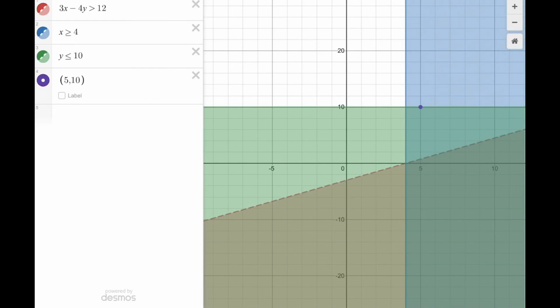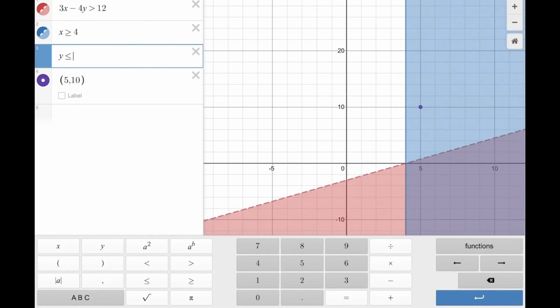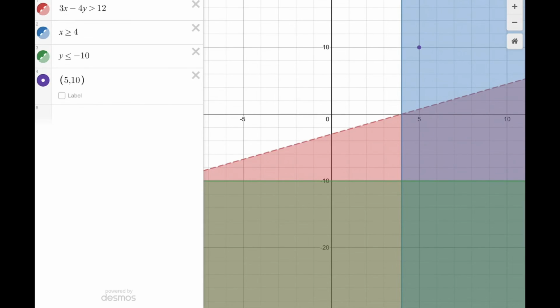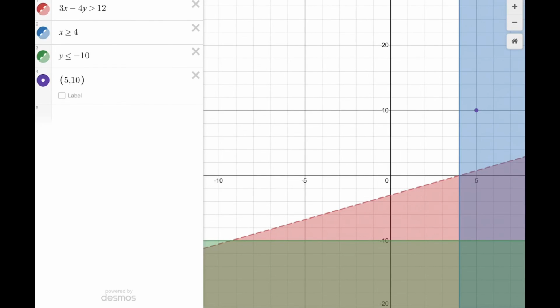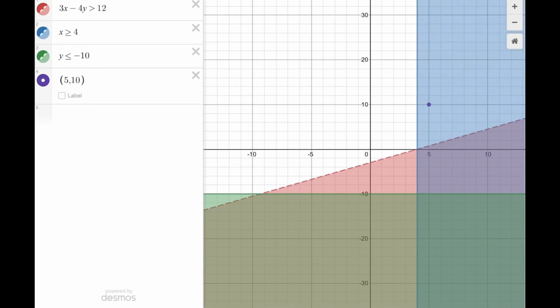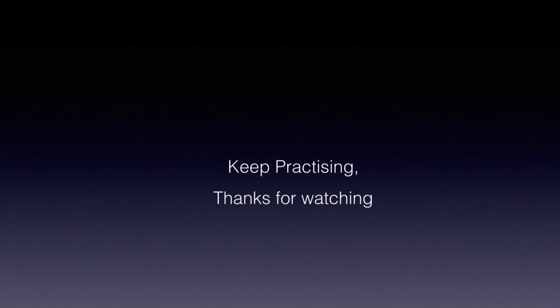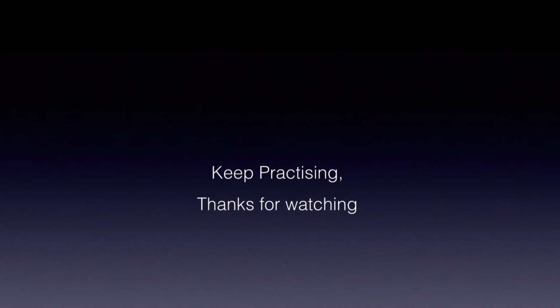Okay, we can see multiple equations as well. So for example, let me change one equation. y is less than negative 10. See, the shaded part is the wanted or required area, but in exams they may ask you to shade the unwanted area. So you can have that area over there. Thank you.